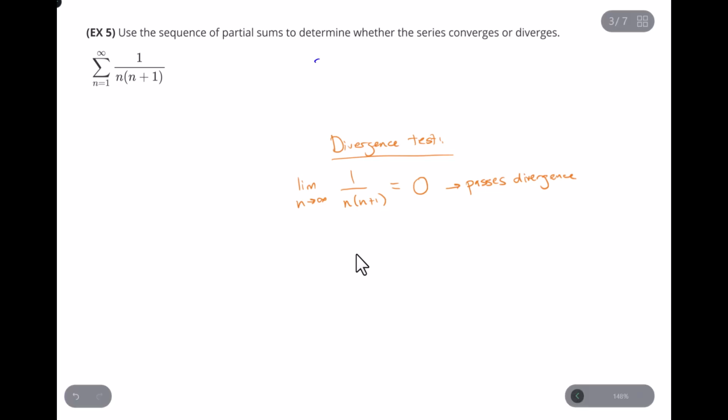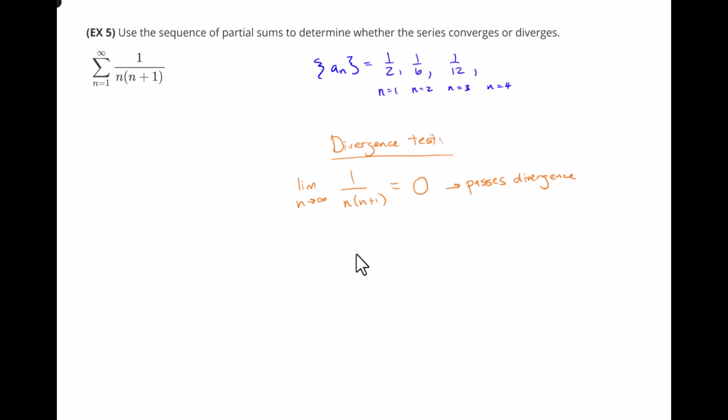All right, the individual sequence terms. When n is 1, this would be 1 over 1 times 2, so 1/2. And then when n is 2, this would be 1 over 2 times 3, so 1/6. All right, n equals 3, it's 1 over 3 times 4, so 1/12. When n equals 4, that's going to be 1 over 4 times 5, which would be 1/20th. And hopefully that's enough to see what's happening.